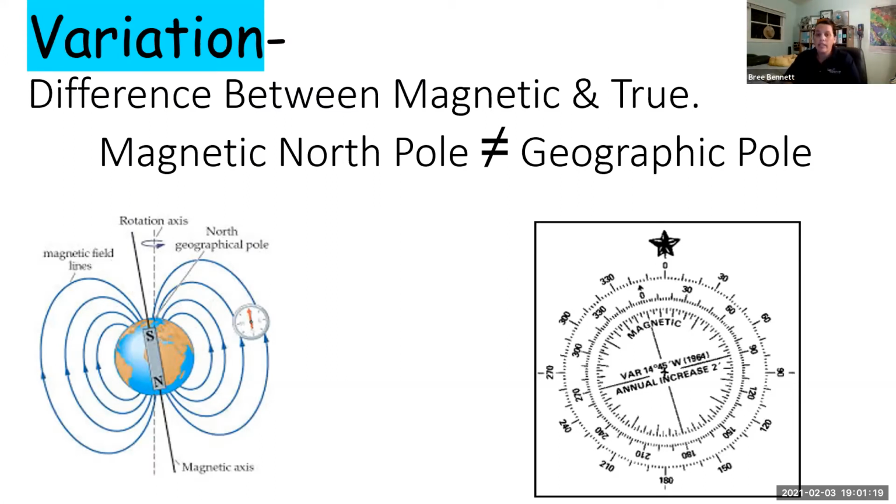Okay, so variation is the difference between where the magnetic North Pole is pointing and where true North Pole is. So there are magnetic fields around the Earth, and there's a magnetic North Pole. The difference between that magnetic North Pole and true, that geographic North Pole, is what we call variation.